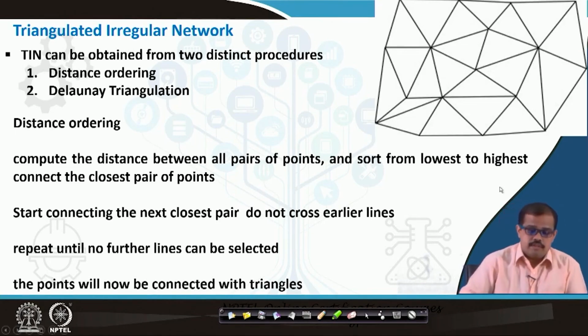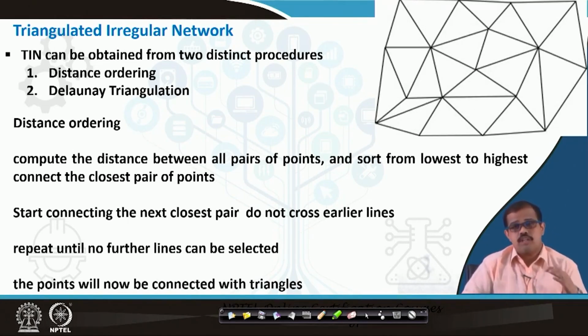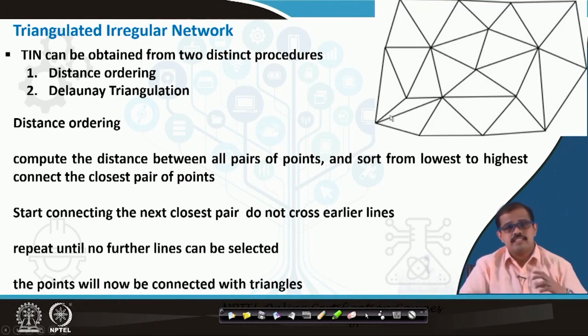For example, I know this point, this is another point of variation, this is another point, this is another point. So the first thing that I will do is calculate all the distances between these points, 1, 2, 3, 4, 5, 6, 7. First I will find out the distance between these points and then sort it from the lowest to the highest. Let us say the distance between these 2 points is the lowest.